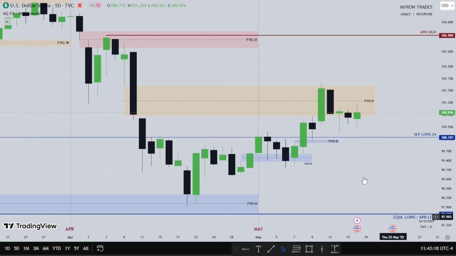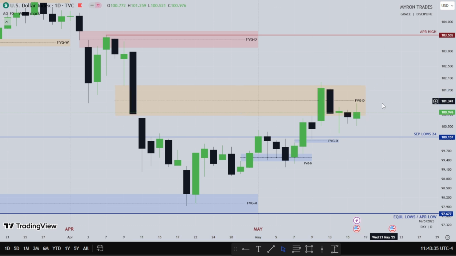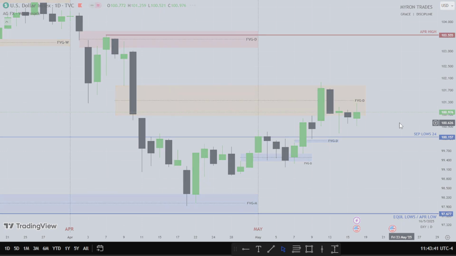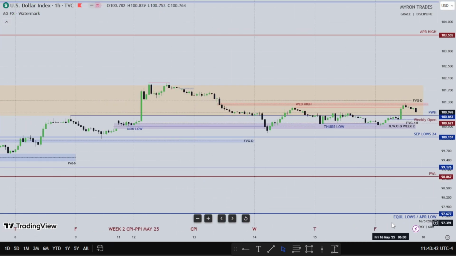Then we have Monday filling in this fair value gap from the daily time frame. Then Tuesday finding resistance to go lower. Wednesday tries to go lower, could not go lower. Thursday the same thing, and Friday. So I want to see how this fair value gap will affect price for the new week. Let's head down to the 1 hour time frame and see how dollar expanded for the week.